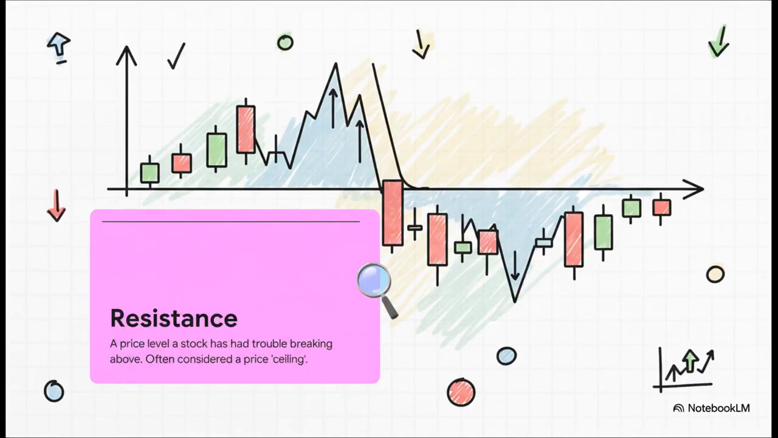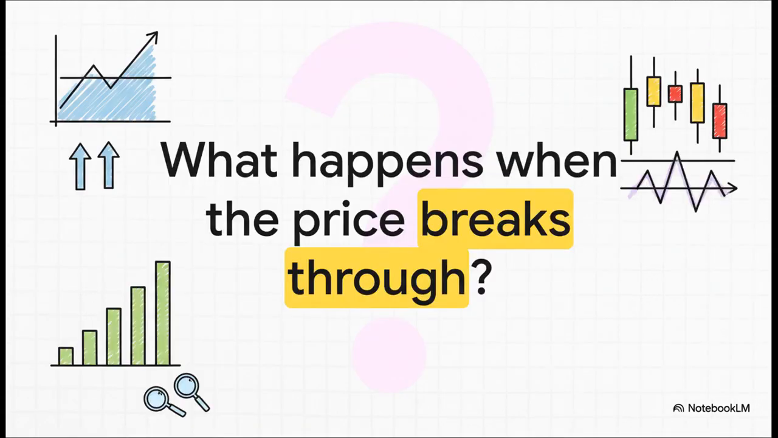And resistance? That's the ceiling. It's the price point where sellers start to think, maybe it's time to cash out. This creates a barrier that the stock has a tough time breaking through. Now, this is where it gets really, really interesting, because these floors and ceilings, they aren't made of concrete. So the million-dollar question for any analyst is, what happens when the price does break through?